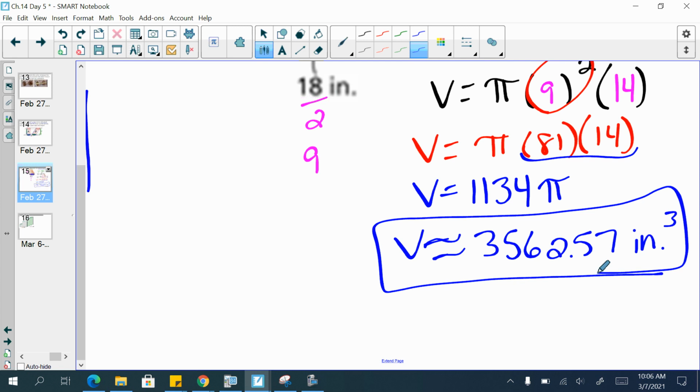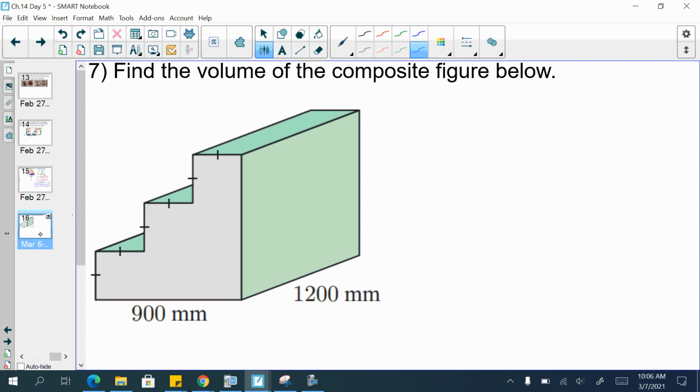Okay, last type of problem we're going to look at for today is what we call a composite figure. We did these with area, 2 dimensions, okay? So it's going to be the same idea when you're looking at 3 dimensions. A composite figure is composed of multiple shapes, okay? So with this particular one, what kind of figures would we break this up into? So you're going to break it up into, I would say, 3 different rectangular prisms.